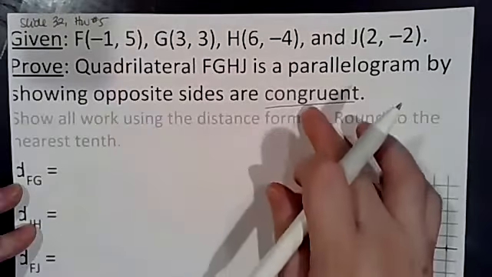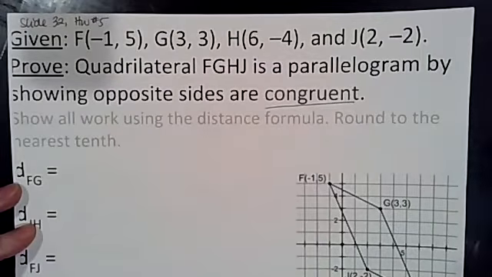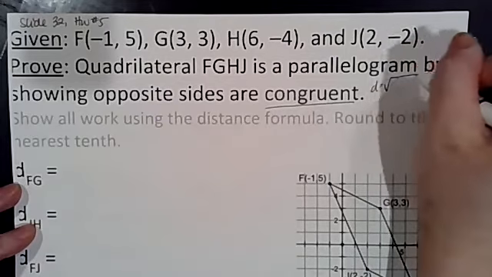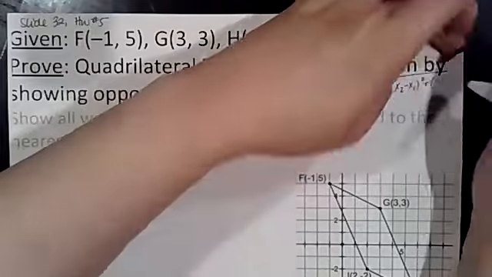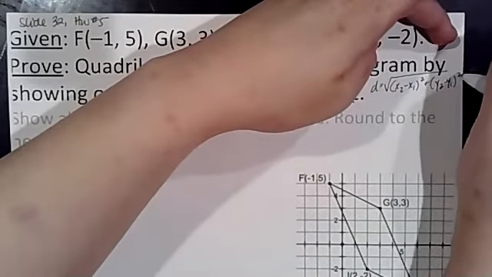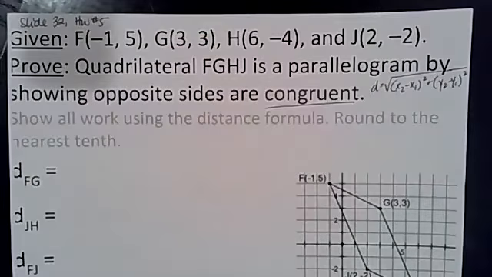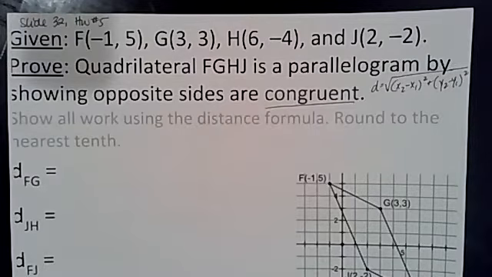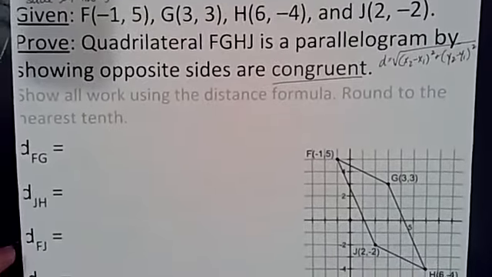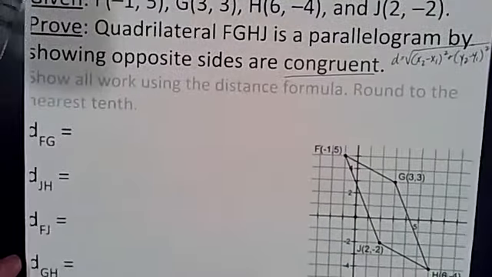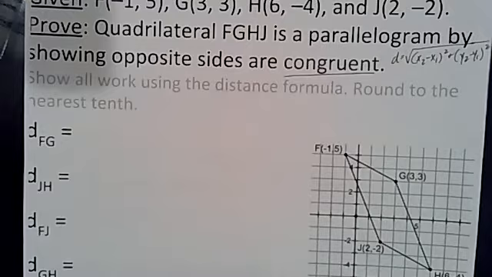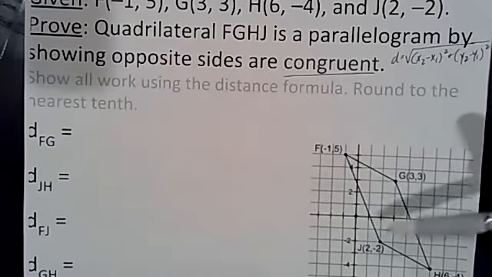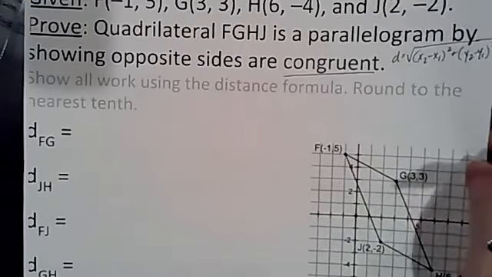To prove congruence, we would need to measure the lengths or find the distance. So that's the distance formula, okay? So that's x2 minus x1 squared plus y2 minus y1 squared, okay? And for this problem, we're going to rely on Desmos to help us find our answer to the nearest 10th, okay? So just as homework number 4, we want to find F to G, then J to H, and prove that they're congruent. And then we're going to do F to J and then G to H, okay?